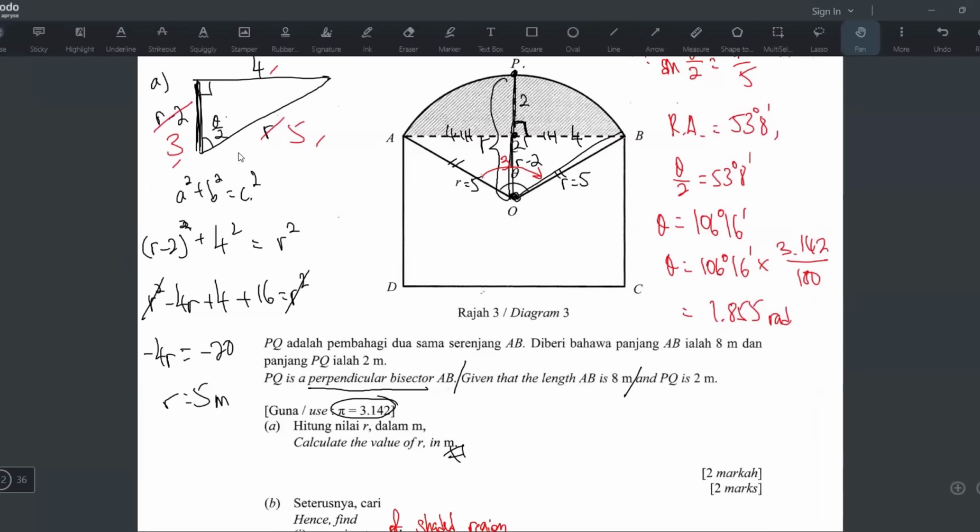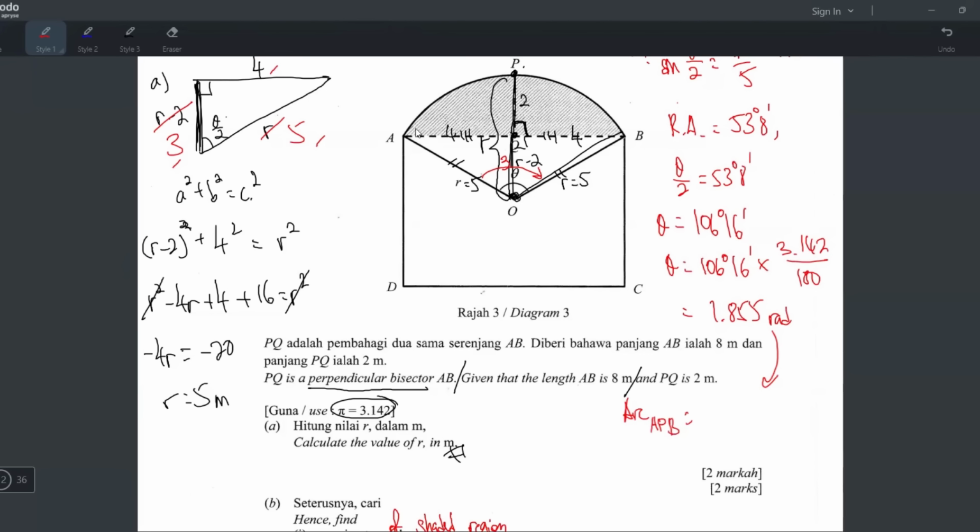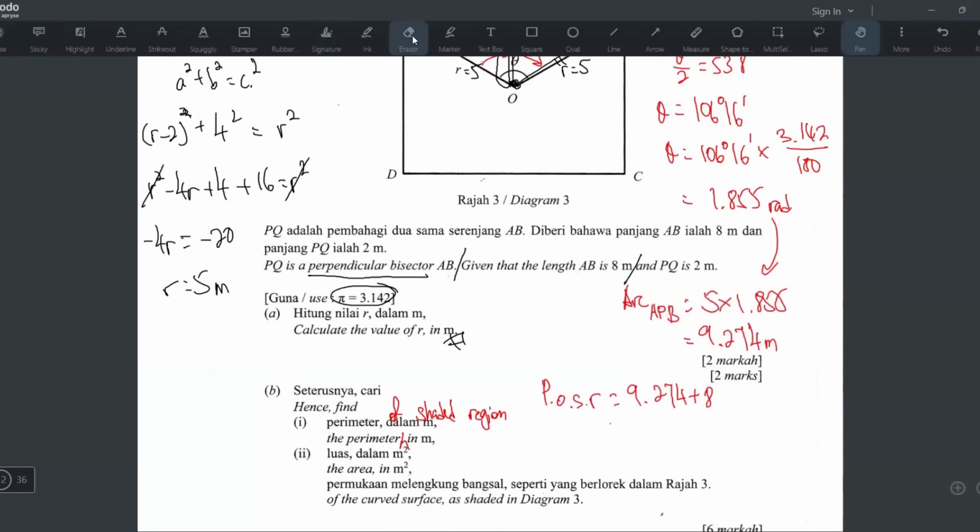Now we can finally find the arc, and then plus 8 to find the perimeter. I'll continue here. Arc APB. The formula is r theta. The arc here will be the radius 5 times the theta in radian 1.855. If you press this and write 4 significant figures, you get 9.274 meter. Okay, meter. Not finished yet. They want the perimeter. So perimeter of shaded region equals 9.274 plus this line right here, which is 8. And then you get 17.274.